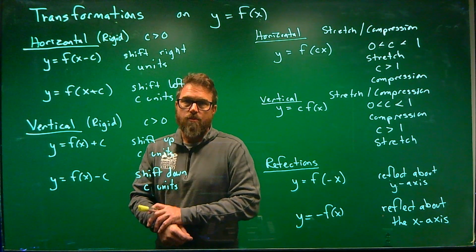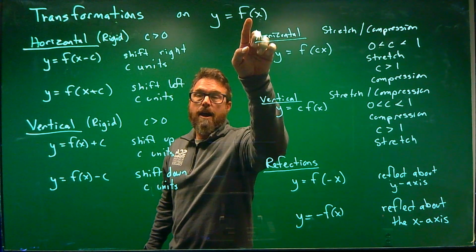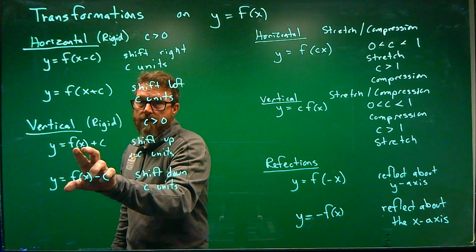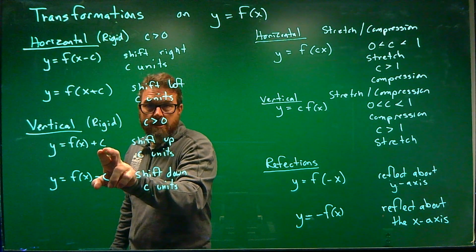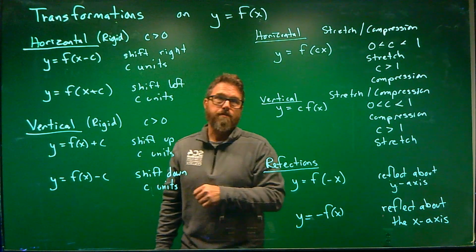Now, the verticals move the way you'd expect them. Because remember, y is equal to f of x, so this was the original y values. If I take my y values and add something, I'm going to move it up. And if I take my y values and subtract something, I'm going to move it down.